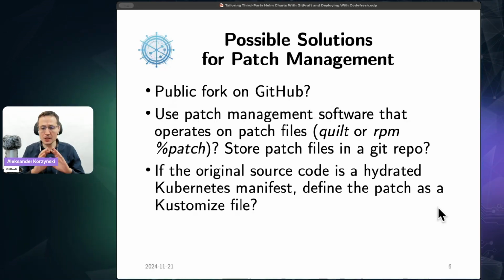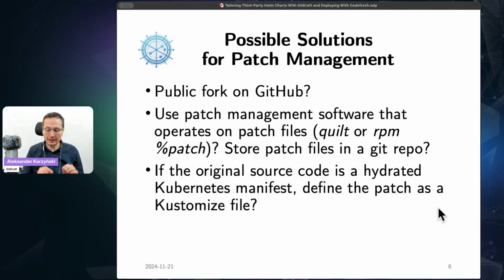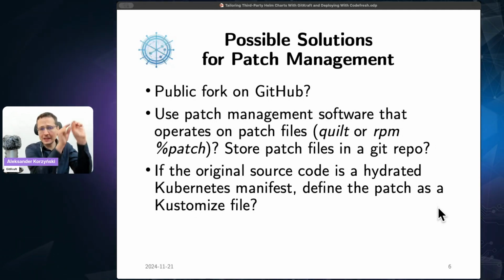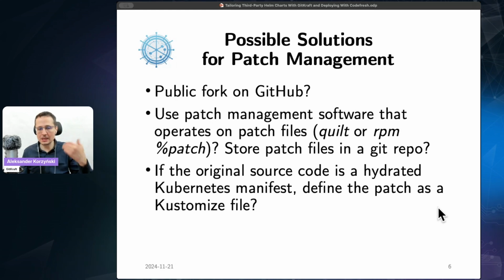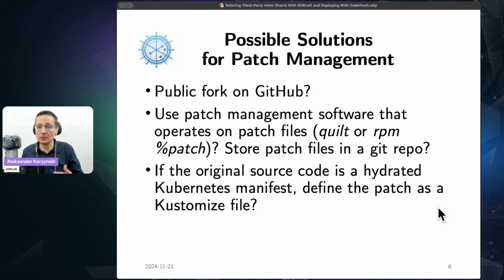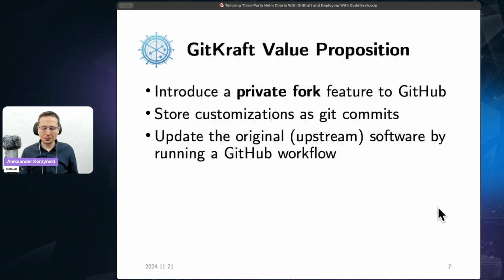So you can modify the file by targeting a part of the file in some language, like JSON path. In JSON path, you can say modify this part of a JSON object, right? Or with customize, kind of similar, right? But with YAML. So that's fine. But with Helm in particular, that only works on the rendered manifest. You can't modify the template that way. That's one limitation. So what's the GitKraft solution?